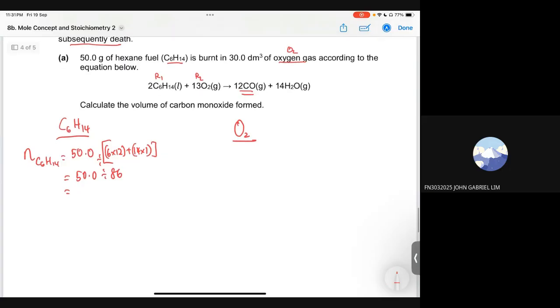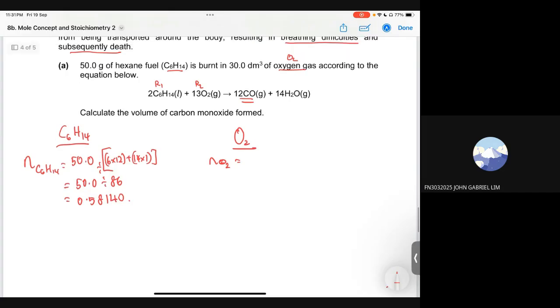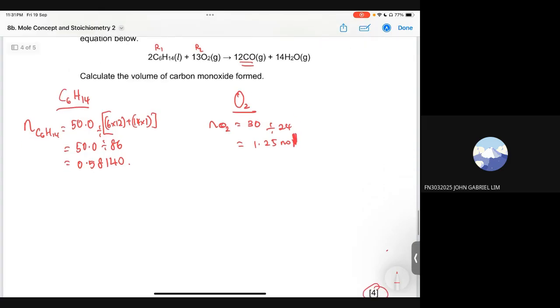What you're going to get is 0.58140. That's the number of moles of C6H14. Now let's find the number of moles of O2. This is the volume of gas, so to find the number of moles I just take 30 divided by 24 dm cubed. So this will mean that I got 1.25 mole.